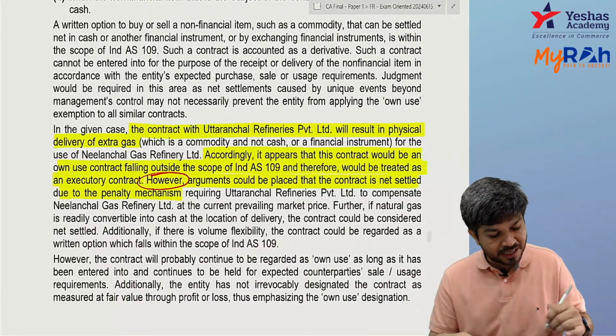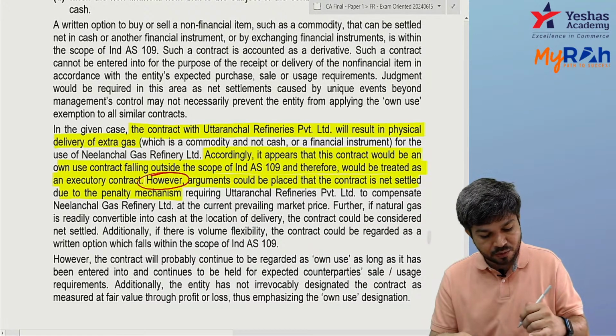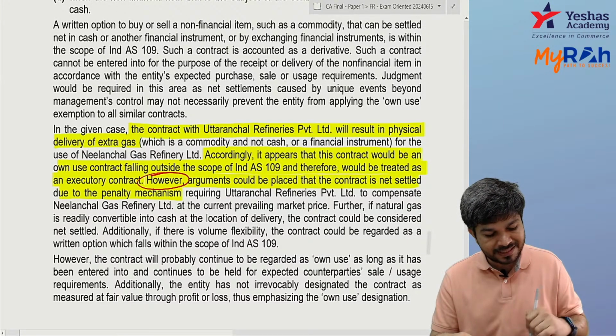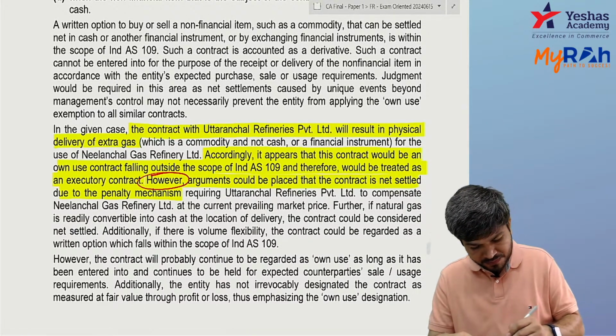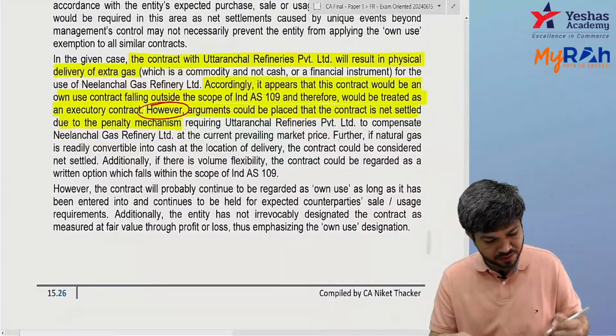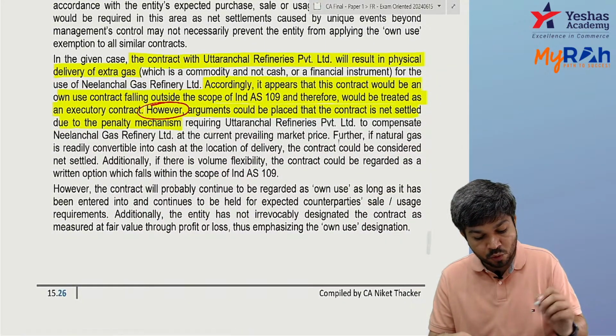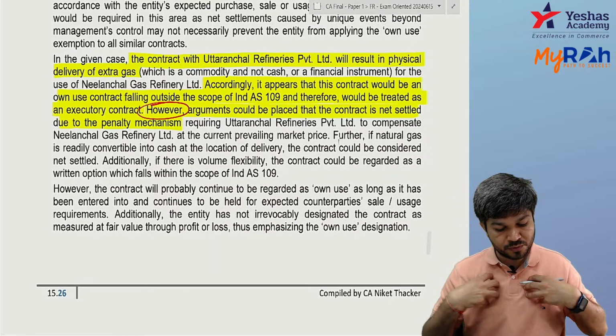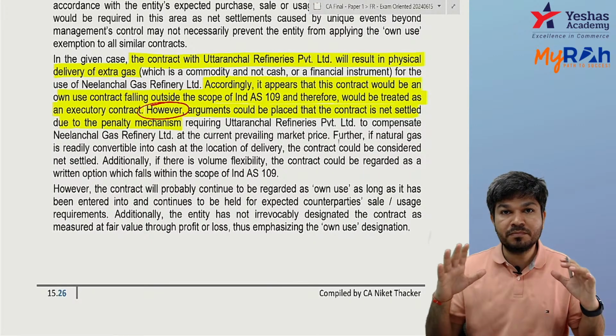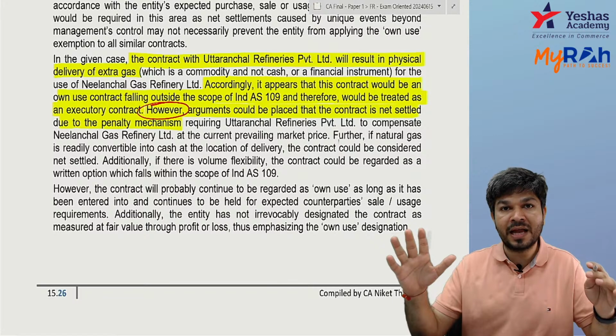Further, if natural gas is readily convertible into cash at the location, this contract could be considered net settled. ठीक है? So it will be covered, but that's okay. However, the contract will probably continue to be regarded as own use. It is for own use, and as it's for own use, it should not be covered under 109.